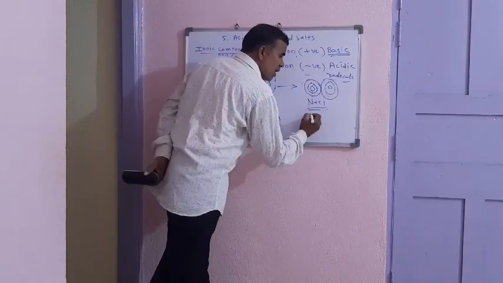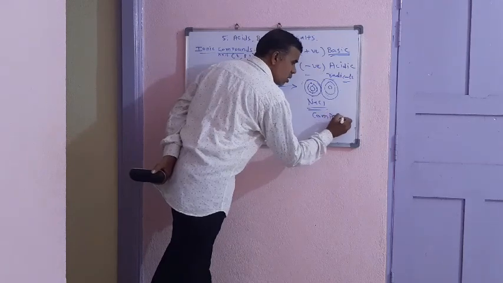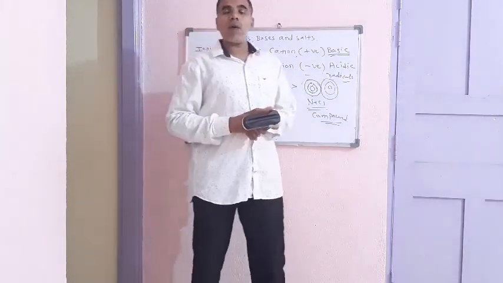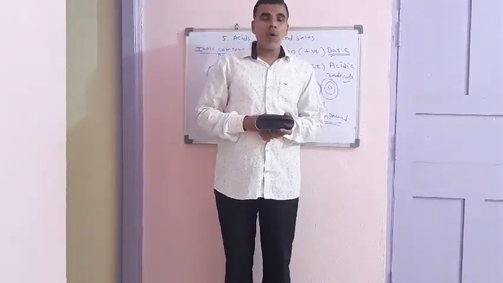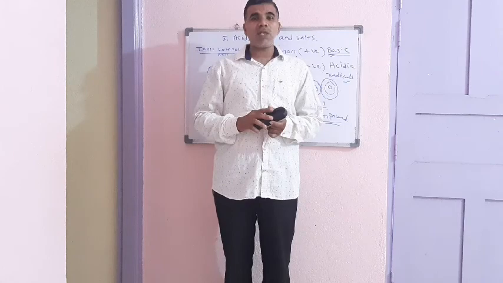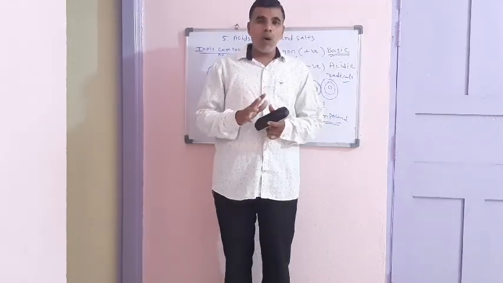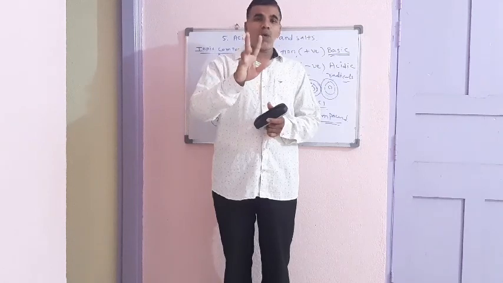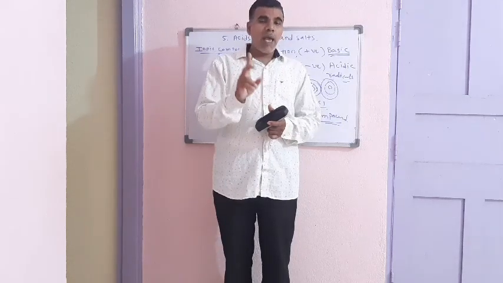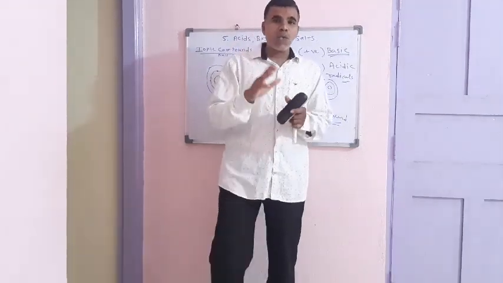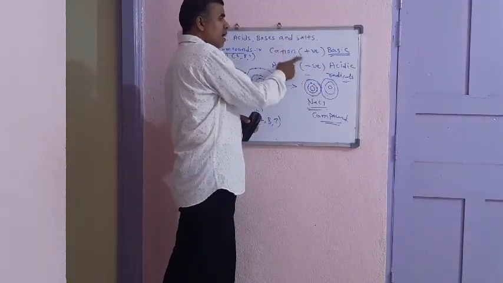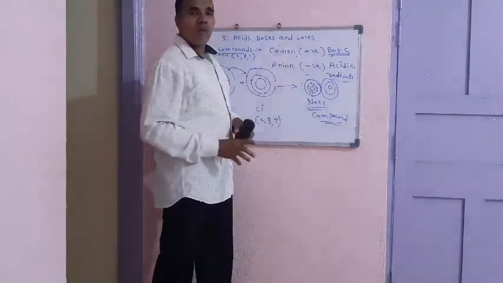We get sodium chloride as a compound. Then ionic compounds. How are ionic compounds formed? The molecule of an ionic compound has two constituents: a cation and an anion. Cation means positive charge and anion means negative charge. The force of attraction between the positive charge of a cation and the negative charge of an anion forms an ionic compound.